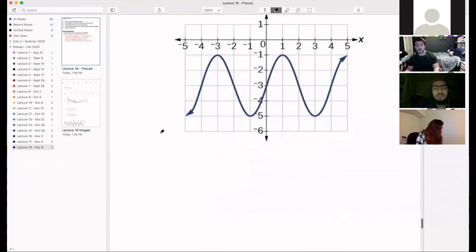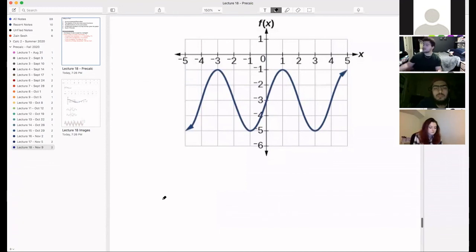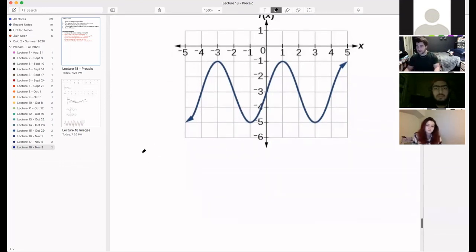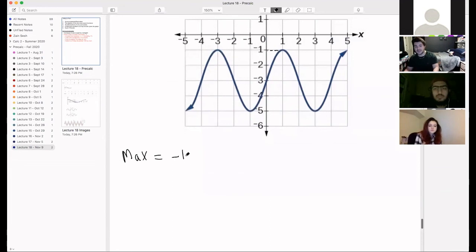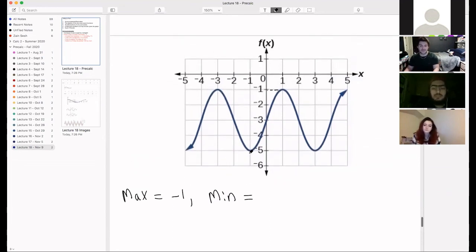Okay, good. So I'm just going to start. I always like to start with the midline because it's literally the midway point between the minimum and maximum. So max here, what's the maximum y value of this graph? What's the biggest y value that this graph actually hits? Well, you can just look. It's just going to be -1. So max is -1. And what's min? What's the smallest y value that this graph hits? That's going to be -5.